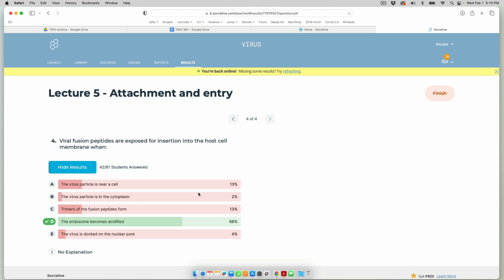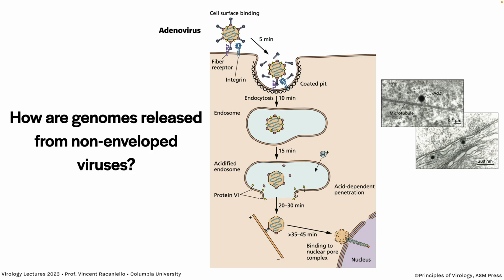A trimer per se is not needed for exposure of the fusion peptide. The acidification is what is absolutely required. So you can actually get this to happen without a trimer. I didn't tell you that, but D is really the best answer, and that's what these are all about. And when the virus is docked on the pore, no, because then, again, that's a long time after the fusion event has already happened. Finally, let's look at how a genome gets out of a non-envelope virus.